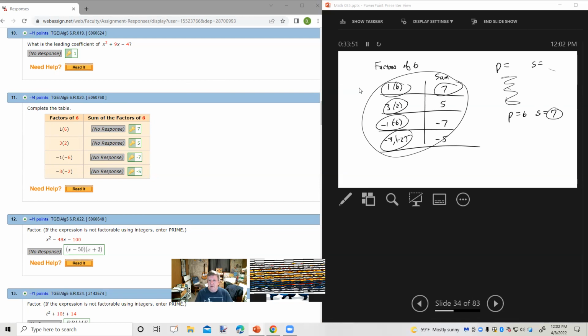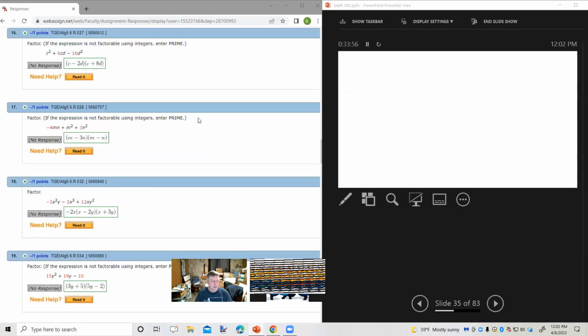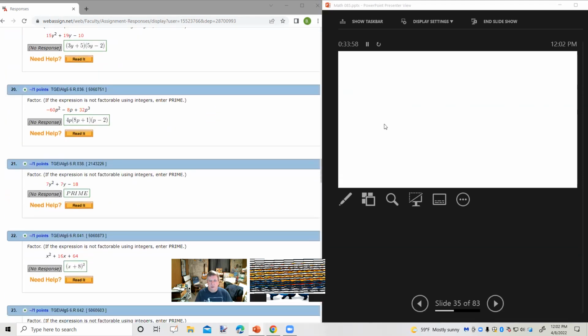What else? Number 20. Factor. If the expression is not factorable using integers, enter prime. So we've got -60p squared minus 8p plus 32p cubed.